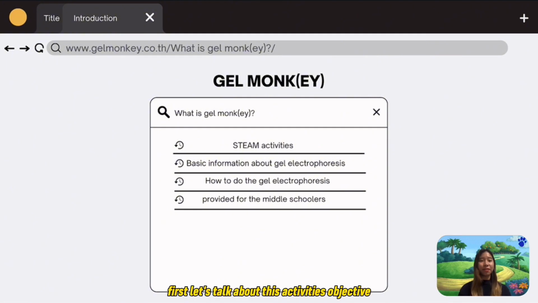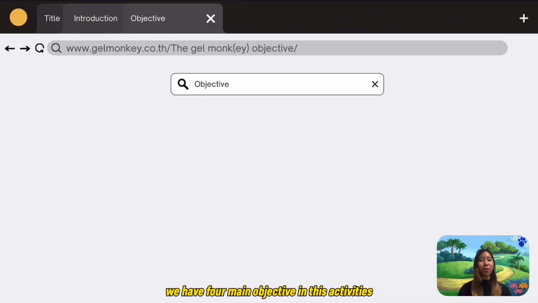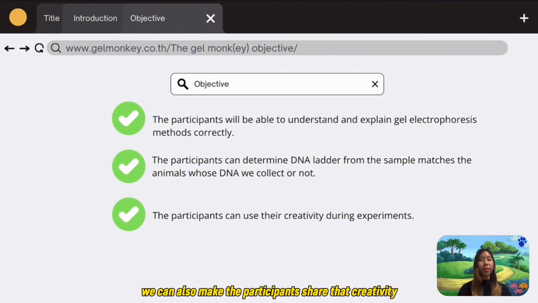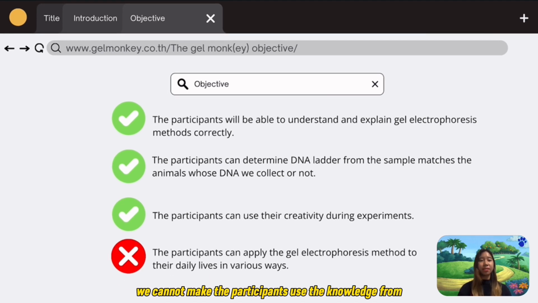First, let's talk about this activity's objective. We have 4 main objectives in these activities and can complete 3 out of 4. We can make the participant understand and explain the gel electrophoresis method correctly. They also know how to compare between bands. We can also make the participant share their creativity in the experiment. However, we cannot make the participant use the knowledge from gel electrophoresis in their daily life in various ways.